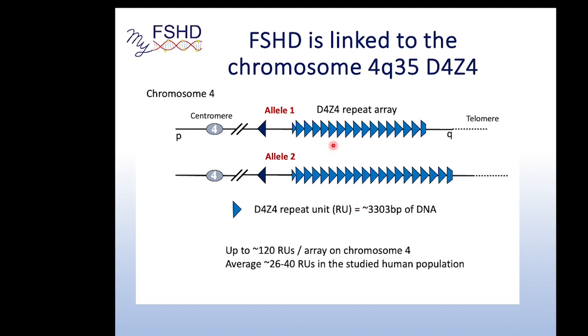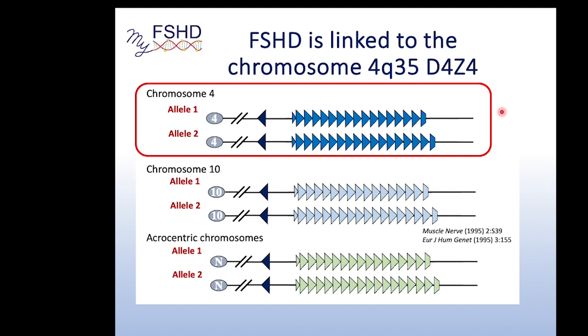And since you have two different chromosome 4s, your two D4Z4 repeat arrays are most likely going to be different sizes. All right, so you have different alleles of your repeat array. So FSHD is linked to this. It's very important, this repeat array.